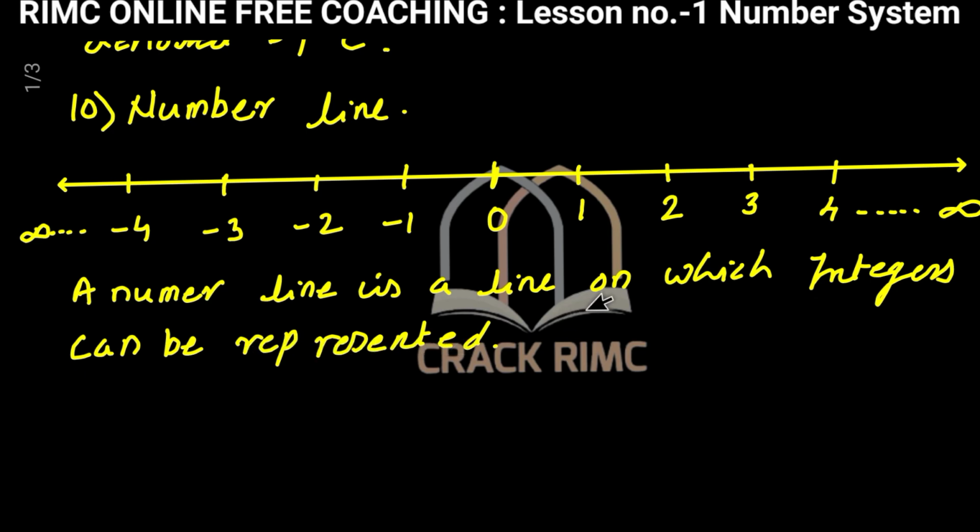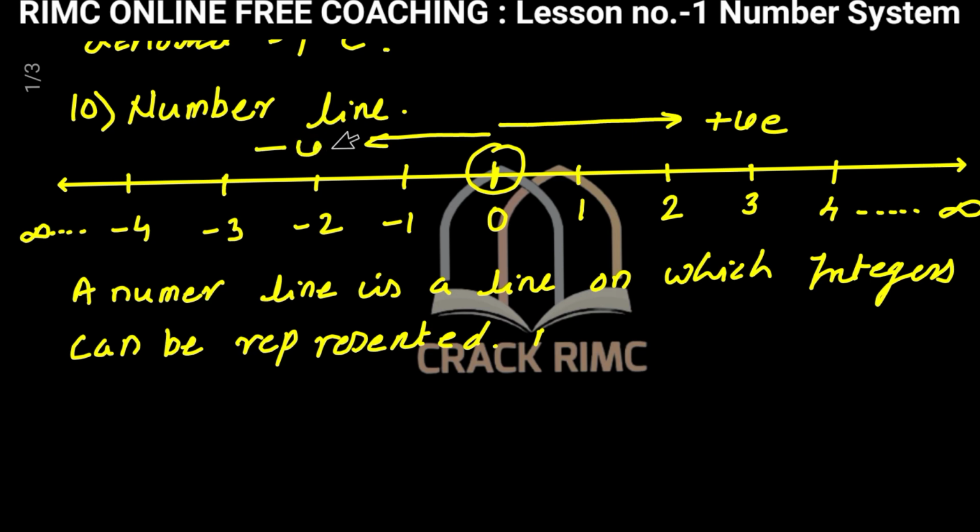Okay, normally what I have said, normally 0 is the midpoint of the line, like this, and when you move from 0 to the right side all positive integers will come, and when you move from 0 towards the left side all negative integers will be shown. Is it clear?